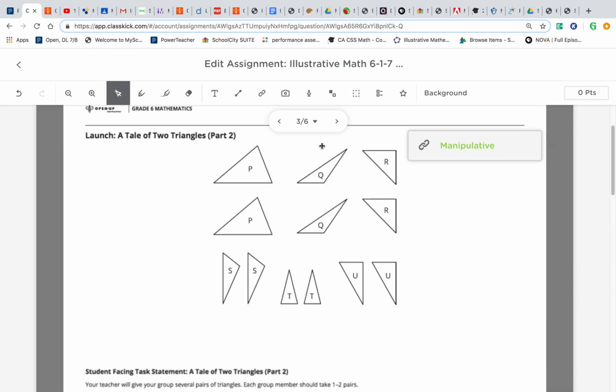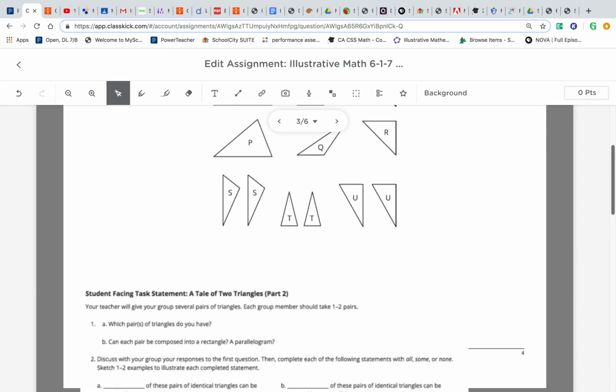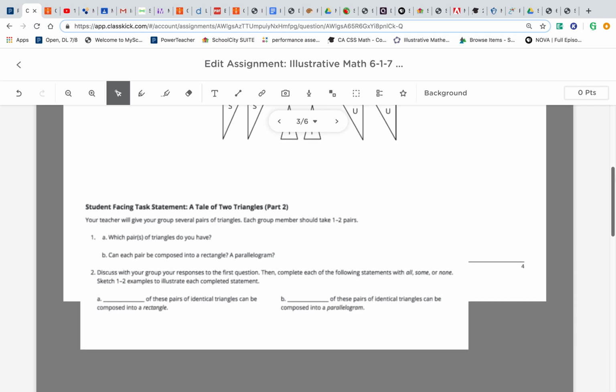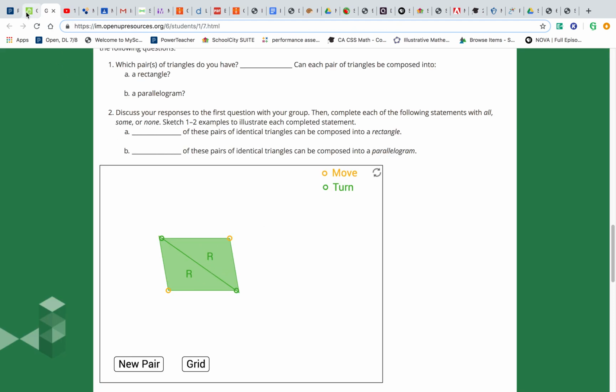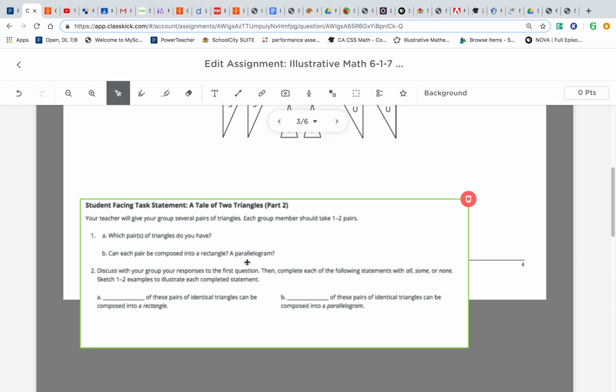All right, so let's look at some of the questions here. Okay, so for this one here, you're going to use the manipulative. I'm going to have everybody use all of the different options here, all these letters. And so you're just going to go through with your partner and you're going to go through all of them. Okay, so basically what I want to look at here, let's see, can each pair be composed into a rectangle? Well, we saw that there were some that cannot be made into a rectangle, right? But parallelogram, you're going to see that all of them can be made into parallelograms.